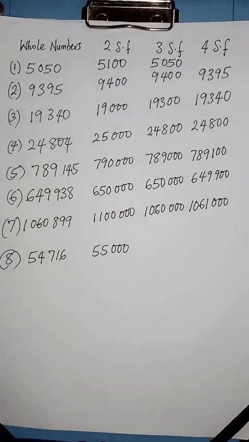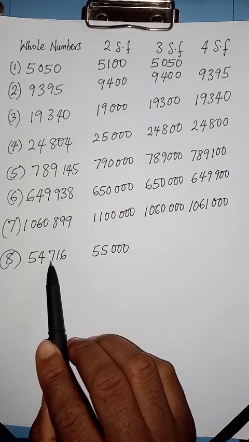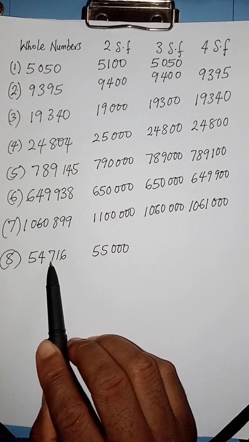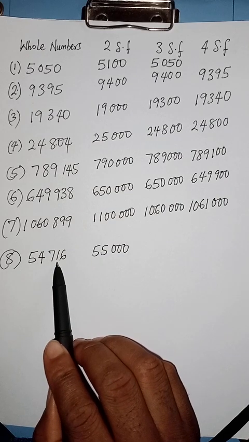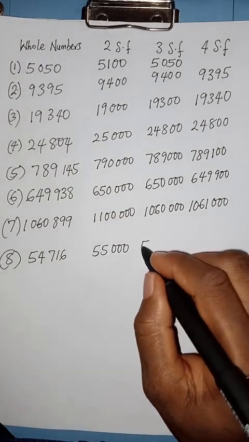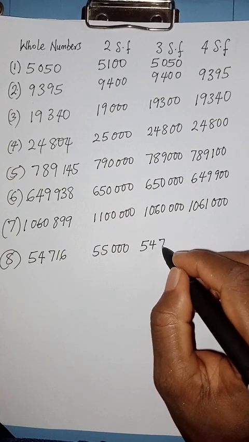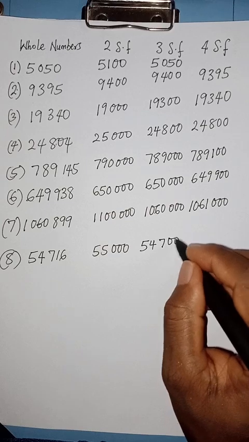Now to three significant figures, 5, 4, 7 are the three significant figures. But before I write the 5, 4, 7, I'll check the digit after the third significant figure, which is 1. So I'm rounding down. So write your 5, 4, 7, and then convert the others to 0, 0.